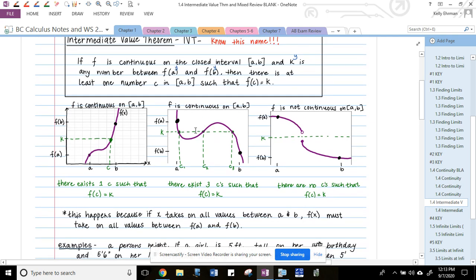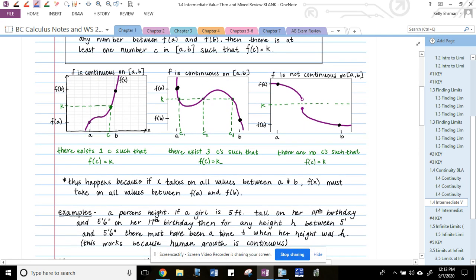Just look at these pictures. Here's a continuous graph on this interval between a and b. Here's some c value where the value of k, that y value, falls between f of a and f of b. That's all that's saying. Here's another example. This is a continuous function between a and b. There are 3 c values for which we hit this one k, and that k falls between f of a and f of b.